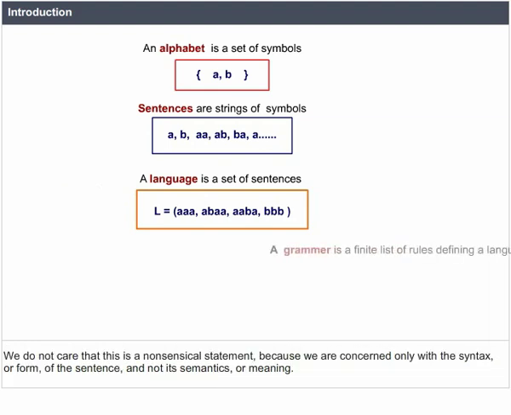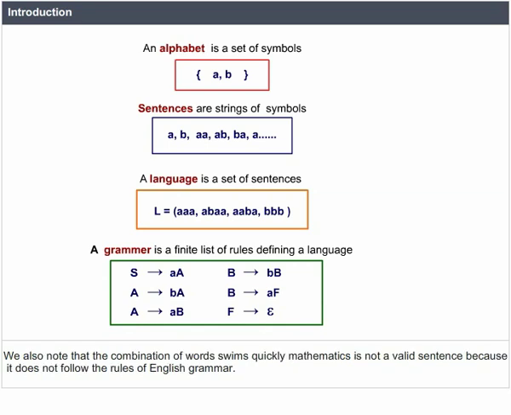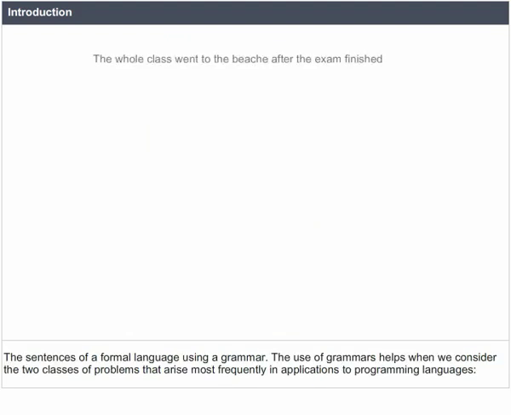We do not care that this is a nonsensical statement because we are concerned only with the syntax or form of the sentence and not its semantics or meaning. We also note that the combination of words swims quickly mathematics is not a valid sentence because it does not follow the rules of English grammar. We define the sentences of a formal language using a grammar.